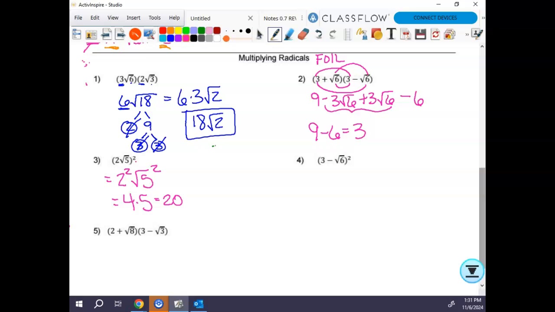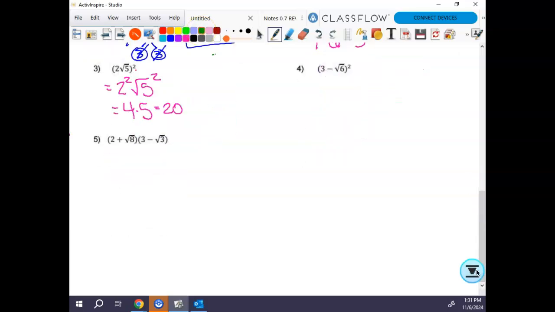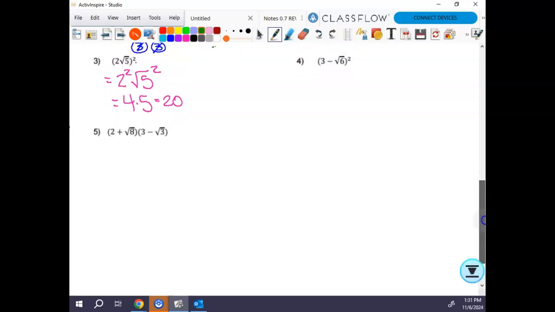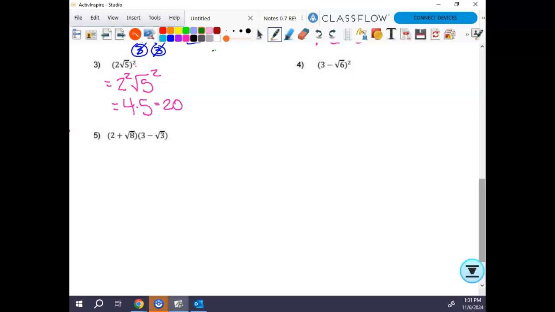Then let's look at number 4. So on number 4, I have square roots that I'm squaring also, but I have subtraction there. So let's just write this down. This does not equal 3 squared minus the square root of 6 squared. That is what not to do. You don't get to distribute it there. You can here. You cannot do it there.